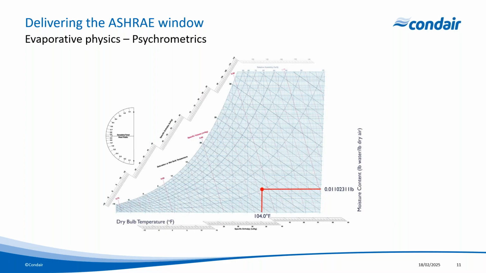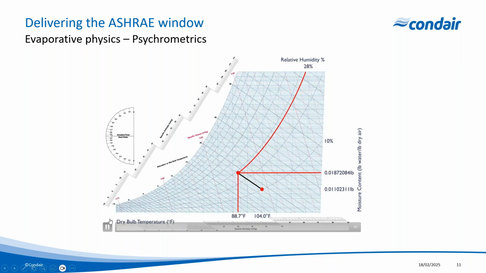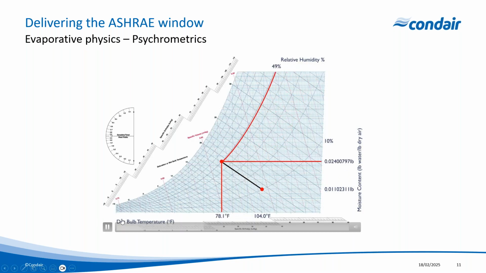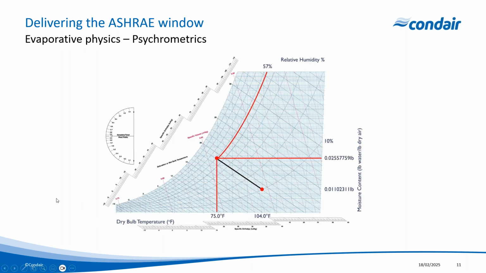So let's take a look at what this process looks like on a psychrometric chart. I'm sure many of you are familiar with this chart, but we'll quickly go over just a few of the basic elements here. On the bottom, we have the dry bulb temperature. We have the wet bulb temperature going diagonally across the chart from left to right. We've got the relative humidity curves going from right to left. And then we have the absolute moisture content on the sides.